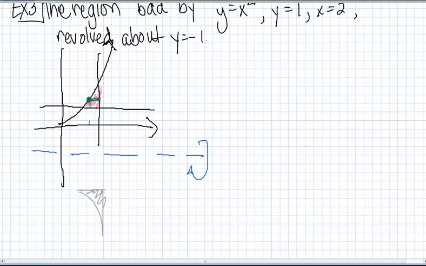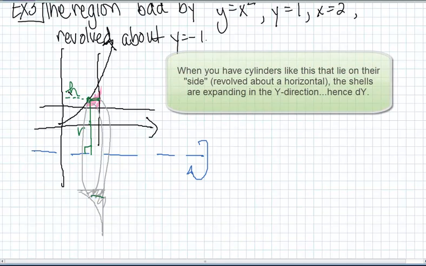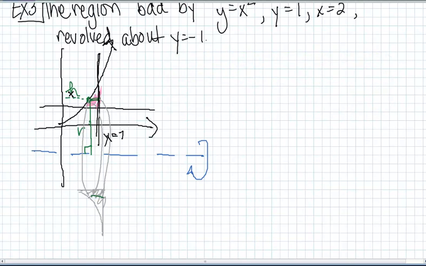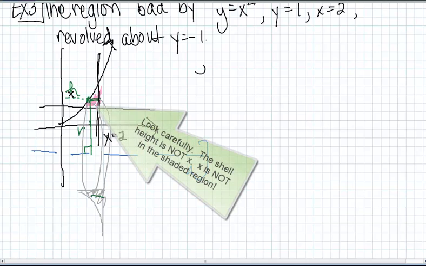x-axis. Our shell radius goes all the way to the axis, and our shell height is actually sideways this time, because our cylinders are actually lying down. They go all the way this way. Kind of hard to see. You might want to tilt your head to the side to look at this. So our shell height is not our x-coordinate, but instead this vertical line is x equals 2. So our shell height is going to be 2 minus x.